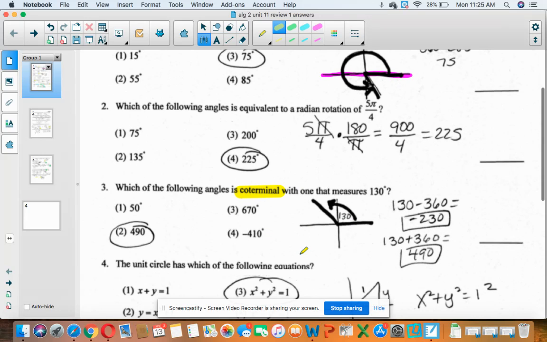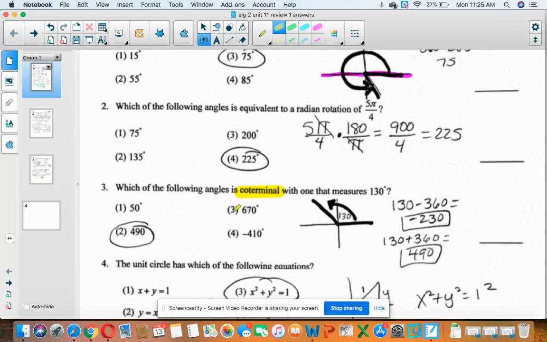Question 3 wants to know which of the angles is coterminal with the one that measures 130 degrees. So coterminal means it's another angle whose terminal ray will be in the same exact position. So what you do is you do 130 minus 360. This is one possible angle that's coterminal because negative 230 would start here and it would go this way and it would again end at the same point that 130 ends at.